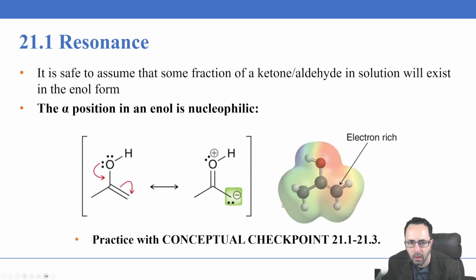Now, it is safe to assume that we're going to have some fraction of the ketone or aldehyde in solution, and an enol will form. So when we have these, we'll have some amount of enol. The alpha position then is thus nucleophilic. So we can draw this essentially as a resonance structure in the enol form.